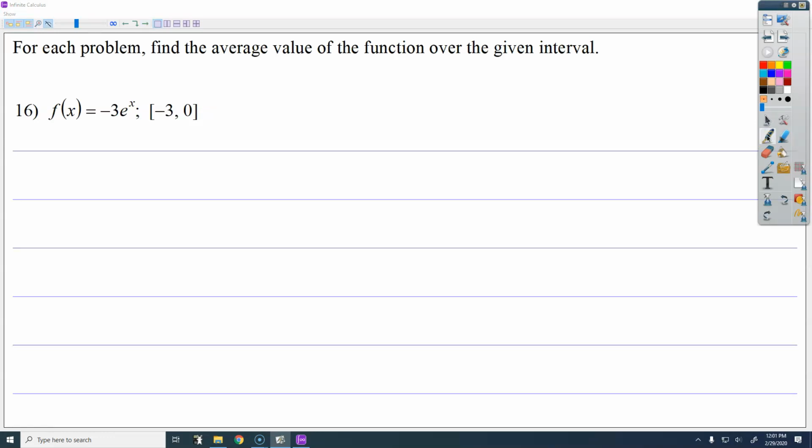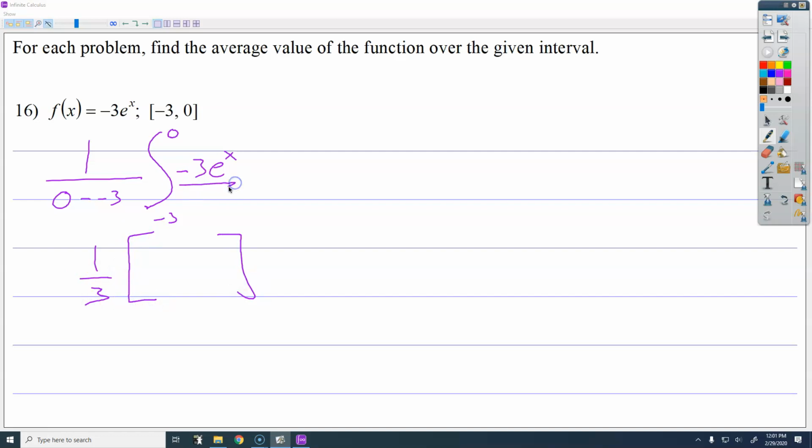Same thing. Average value theorem states that 1 over 0 minus negative 3, times the integral of my function from negative 3 to 0. So we have 1 over 3 again. Now what is the integral of this thing? Well, the integral of e to the x is just e to the x, and the constant also just stays the same. So the integral is literally the same thing as what was there, but don't think that's always true for everything. I've seen some of you guys doing that, and that doesn't work. You actually have to integrate, but in this case we actually just kind of end up with a nice convenient thing. So plug in 0 here.